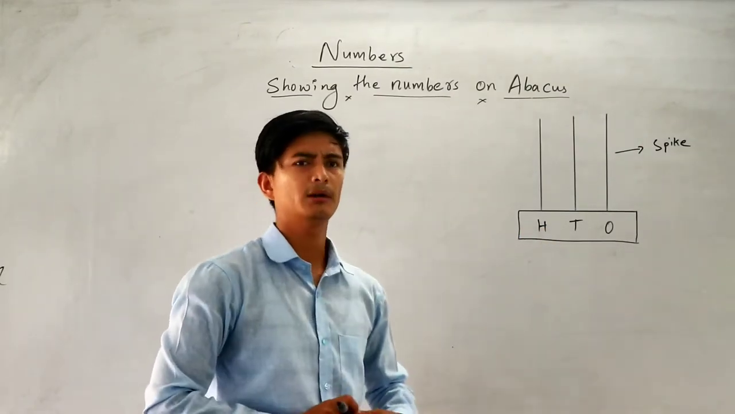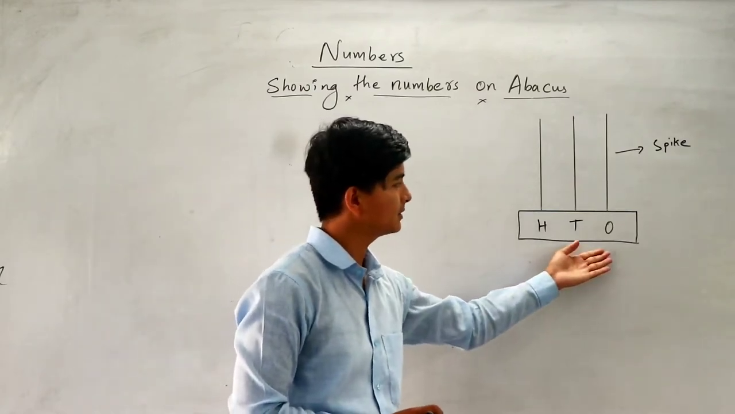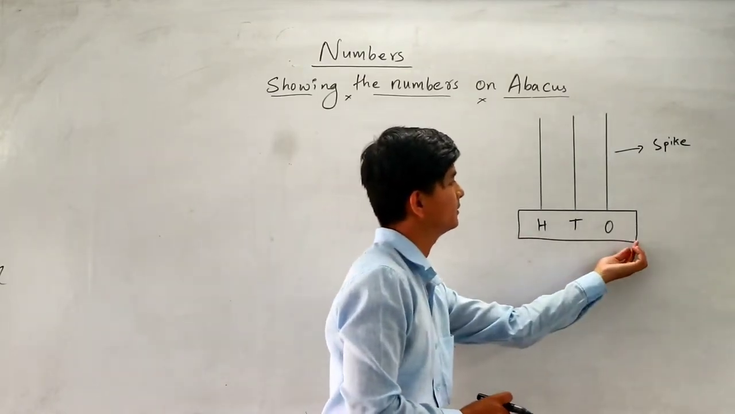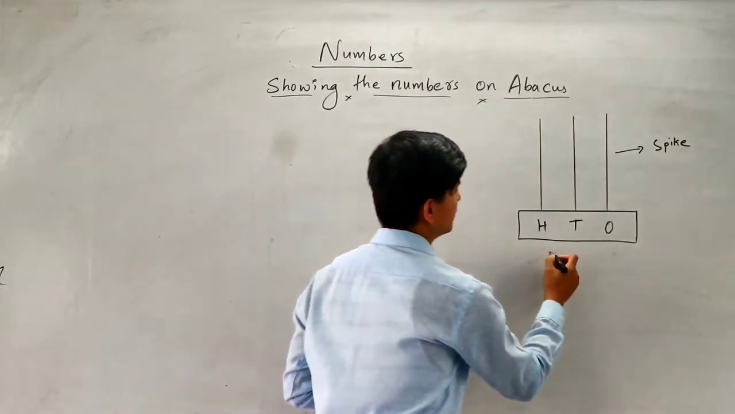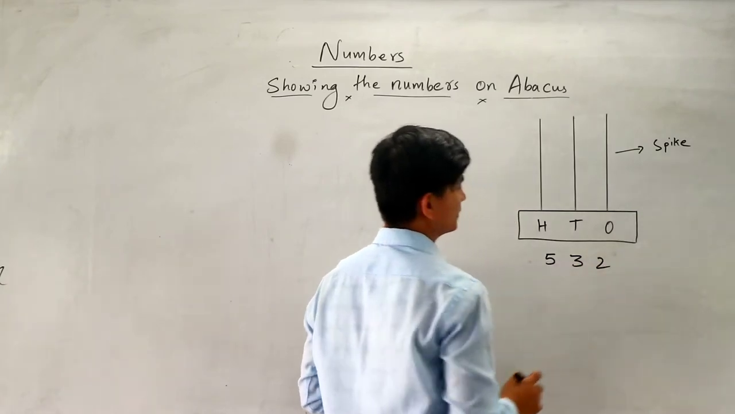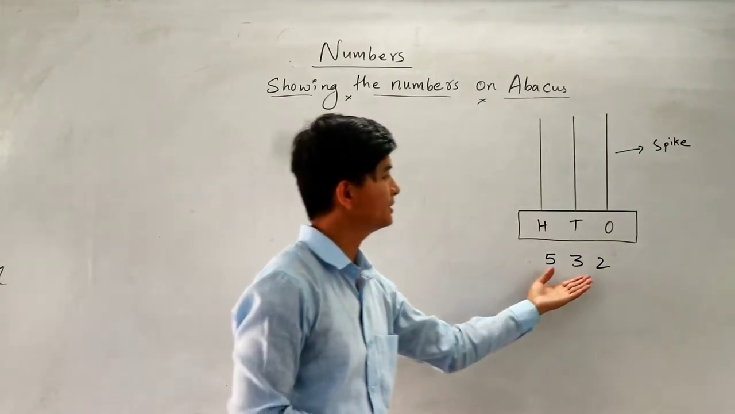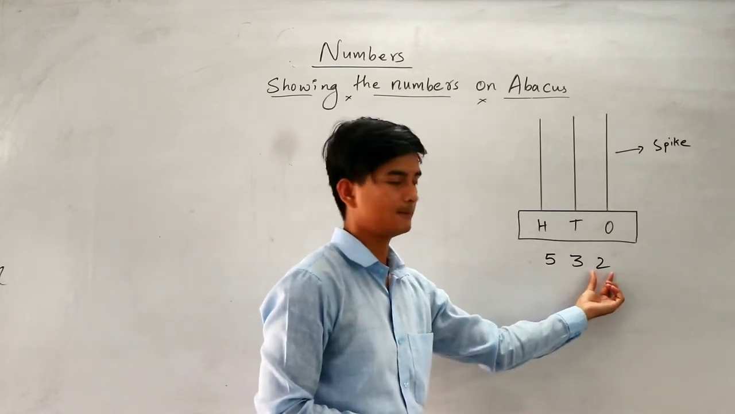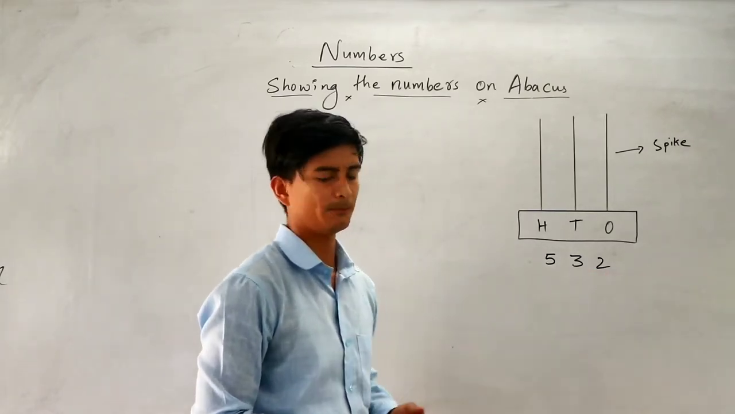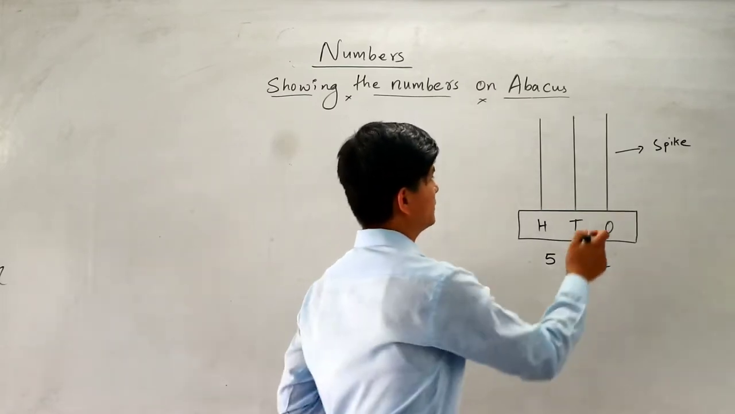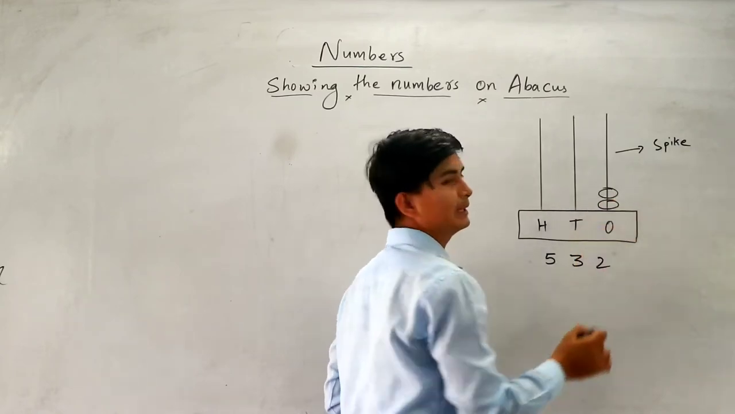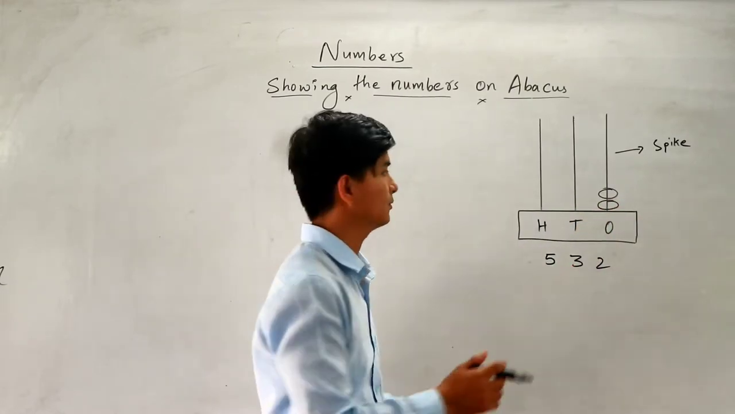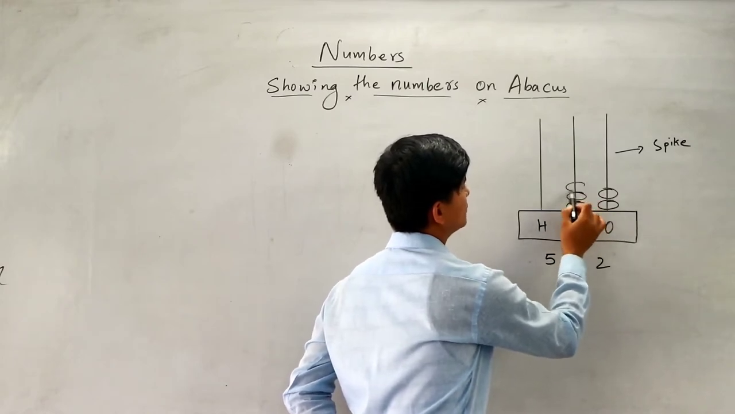As I have already told you in the previous lesson, this is the place of this digit. I'll show you a number, which is this one: 532. How will we show this 532 on the Abacus? The 2 is in ones, this one is tens, and this one is 100. If I write 2, it means we have 2 beads. How many beads? 2 beads. Here I have written 3, so how many beads do I have to put here? 3 beads. 1, 2, 3, like this.